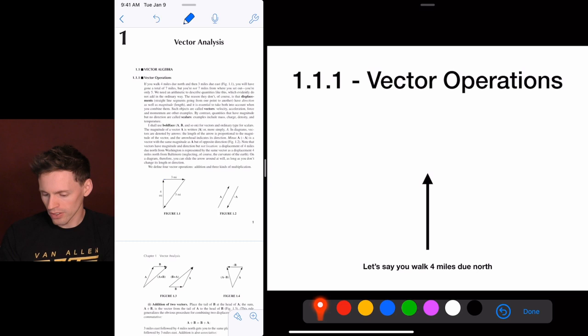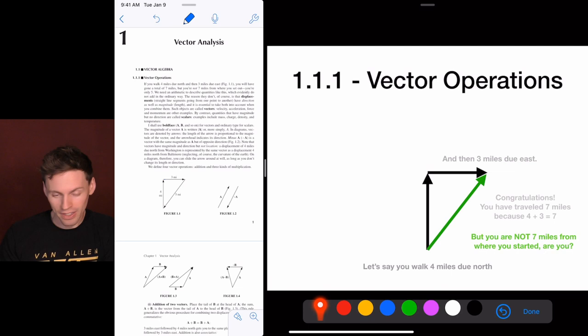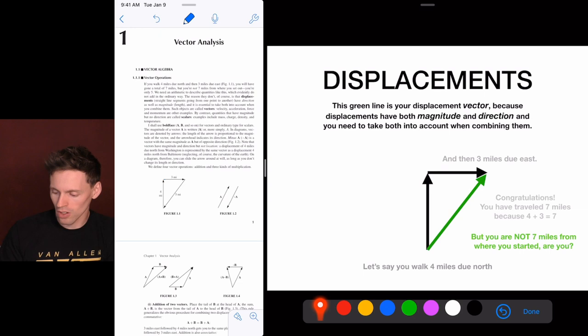Okay, so vector operations. Let's say you walk 4 miles north and then 3 miles east. You traveled 7 miles. You walked 4, then 3, so you traveled 7 miles, right? 4 plus 3 is 7. So far, E&M is really hard, right? Okay, you're not 7 miles from where you started, even though you traveled 7 miles. So how do you do this? We describe our eventual location in our coordinate system with what's called a displacement vector, because you are this far away and in this direction from where you started. So we can talk about how far we traveled, and also about where we ended up. But those are two different things.